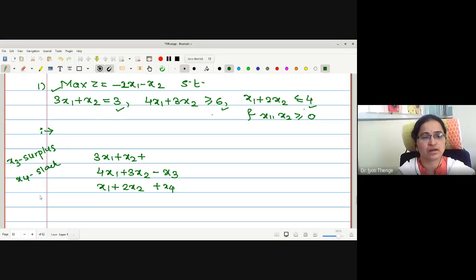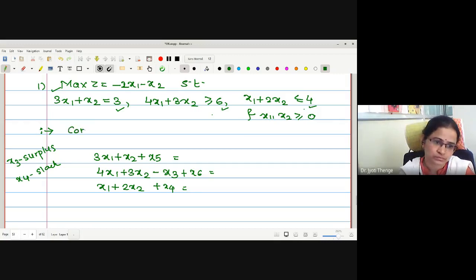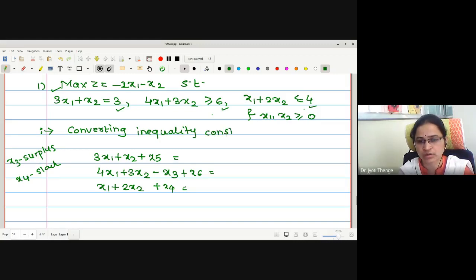Slack. Now I need two artificial variables in the first and second equation. I will write x5 here and x6 here. Why have I added the variables like this? Because the artificial variable should appear in the last columns of your simplex table. Converting the inequality constraints into equations, the right hand side constants are 3, 6 and 4.